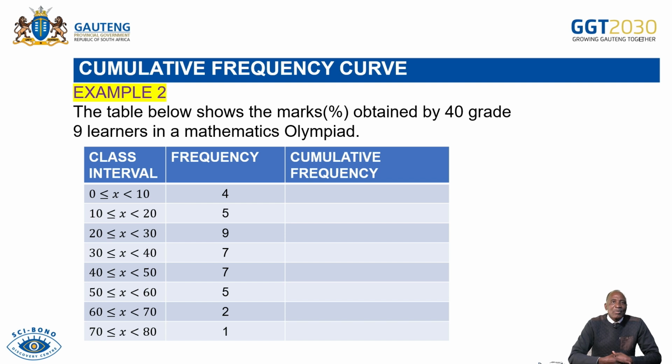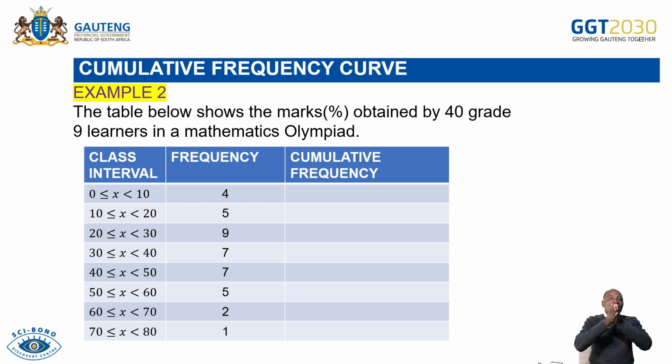It says the table below shows the marks in percentage obtained by 40 grade 9 learners in a mathematics Olympiad. These questions are very tricky. You must read carefully and understand. It says 40 grade 9 learners. You find some of us dividing by 9. That 9 is just indicating the grade. It has nothing to do with the observations. There were 40 learners who were observed.